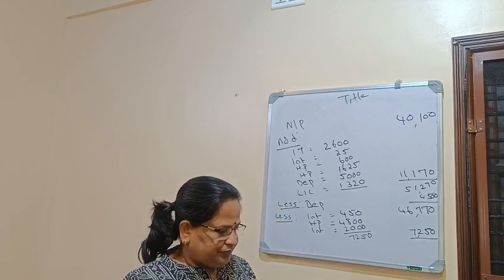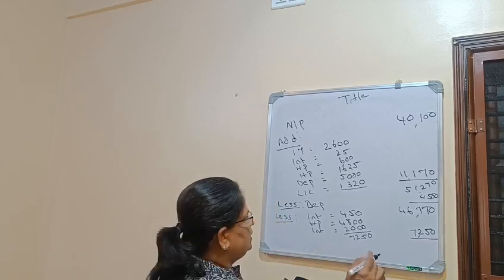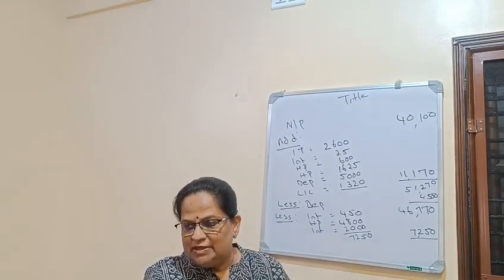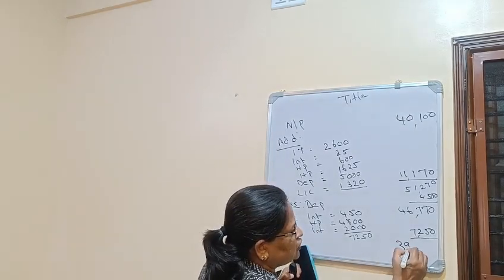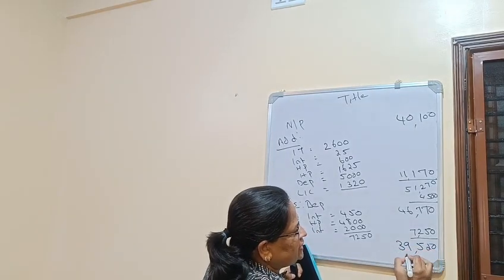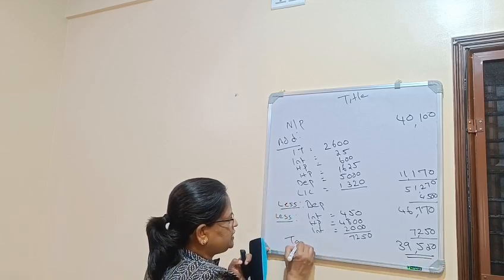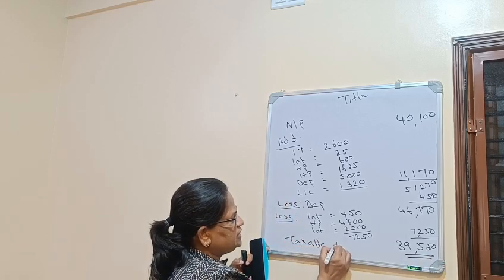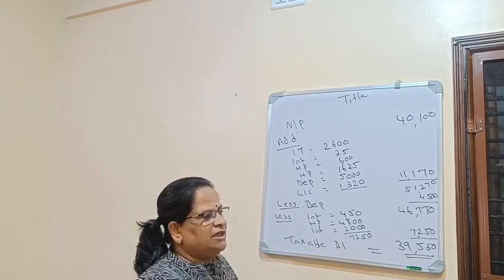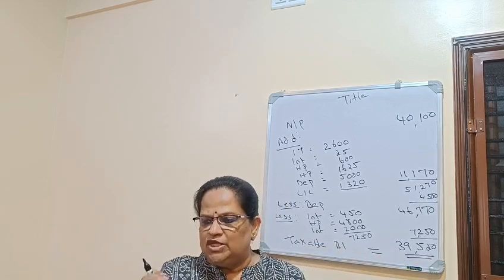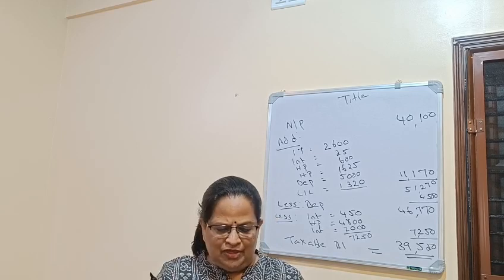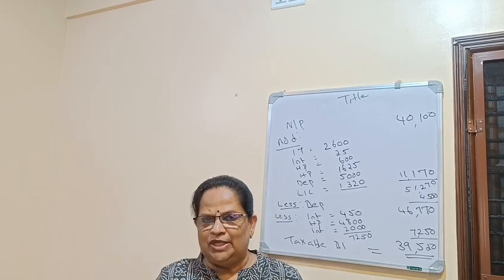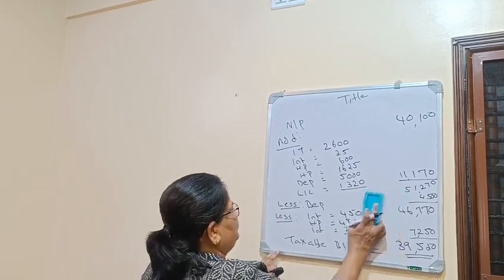So when you take this less, that means taxable business income is 39,520. Taxable business income is equal to 39,520. So the computation is very simple. With our accounting knowledge only we can do that. Now we will do the second problem.